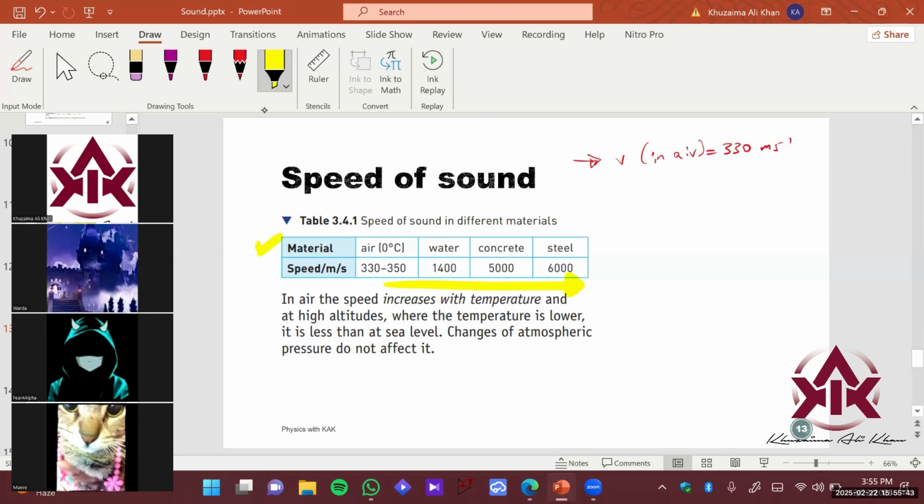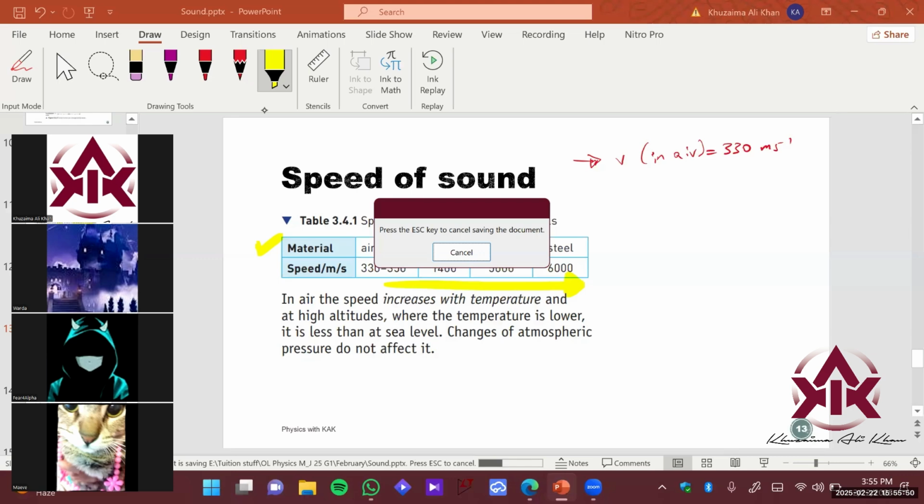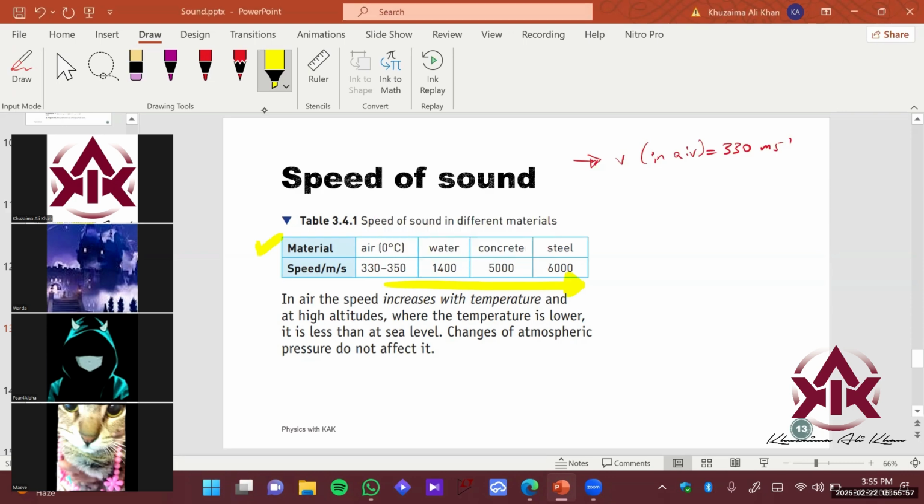Can you explain why the speed increases if you go from gas to liquid to solid? It has a very simple reasoning. Can you explain that? Yes, anyone? Why is the speed increasing in water as compared to air? Why is the speed increasing in concrete as compared to water? Give me a guess, at least comment. So if you recall the states of matter, how are the particles arranged in the liquid? How are the particles arranged in the air? How are the particles arranged in solid?